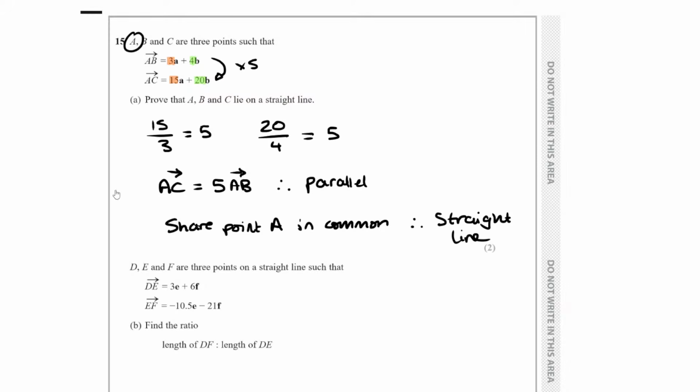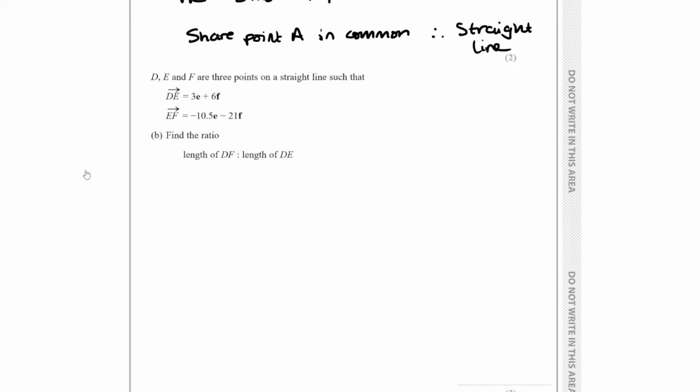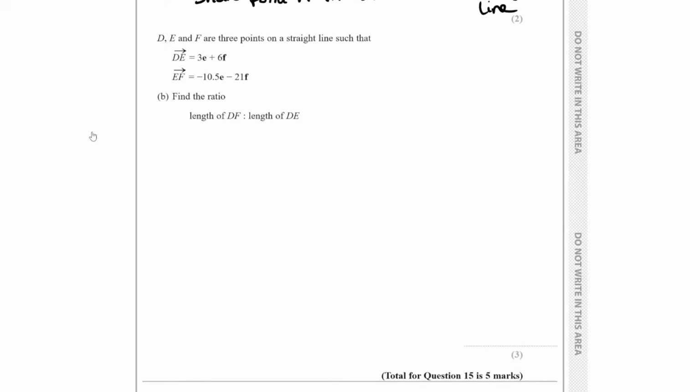So that's the first part. I think part A there's alright. It's part B that's a little bit harder to get your head around. So D, E, and F are 3 points on a straight line, such that, so already we're saying that they're on a straight line, right? Just bear that in mind. In this case, they are already on a straight line. D to E is 3E plus 6F. E to F is negative 10.5E minus 21F. Now remember, with vectors, the positive and the negative tells you a direction as well. So find the ratio of the length DF to DE.